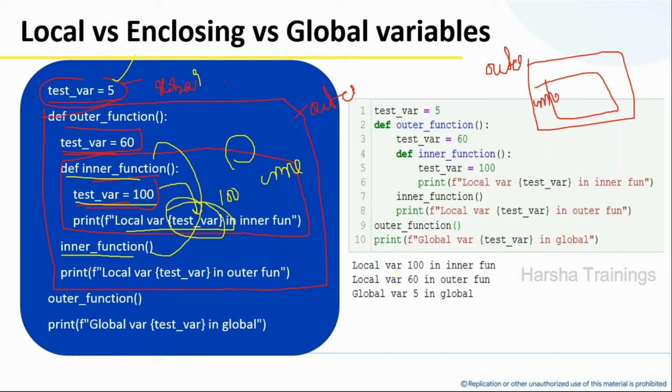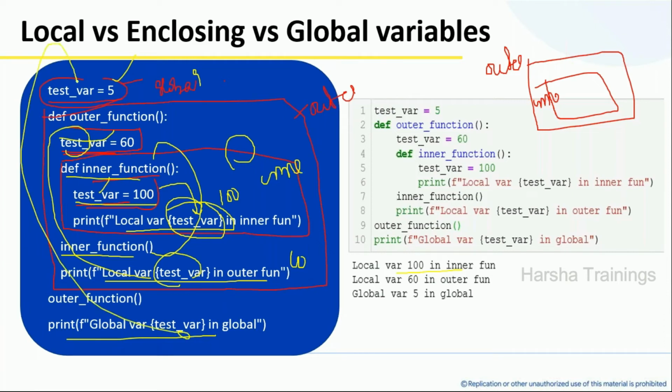Initially it is printing 100. Then I'm calling the variable local to this outer function. Whenever I call test_variable, in this block I have one more test_variable. Here this is going to print 60. Once I come out of the outer function, the inner function, finally I have one more variable test_variable. Here I'm going to call the global variable test_variable as 5.